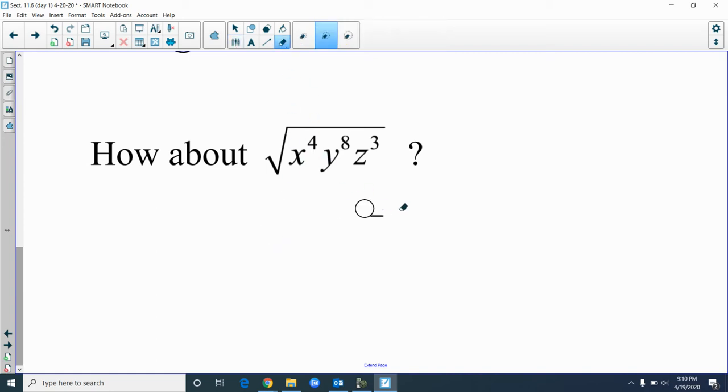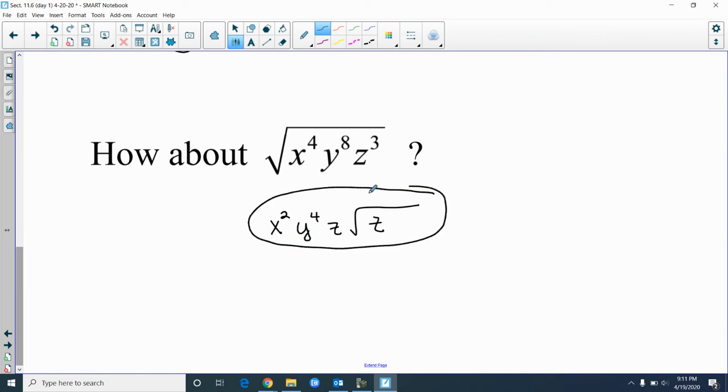So basically, if you have x to the 4th, we'll cut 4 in half. That will give you x squared on the outside. Y to the 8th, same idea as x to the 8th. You just make it a y. Cut it in half. It's y to the 4th. Z cubed, there's only going to be 1 pair, and then there's going to be 1 left over. So anytime there's an odd power, you have to be left with that variable on the inside. So that would be x squared, y to the 4th, z, square root of z.